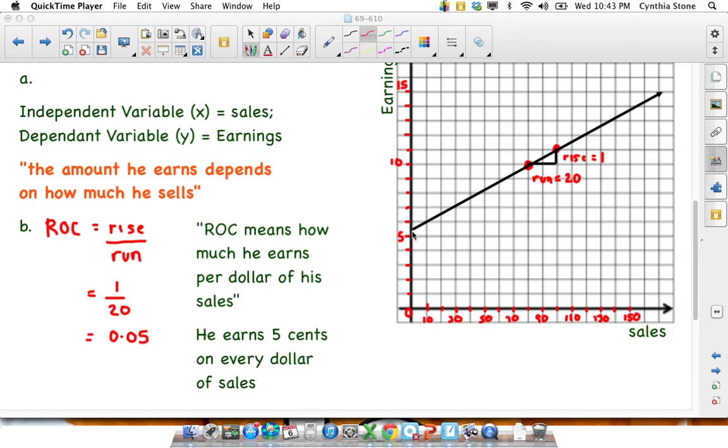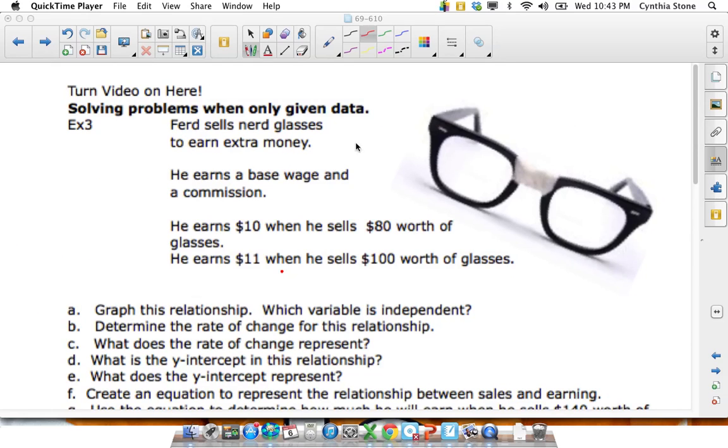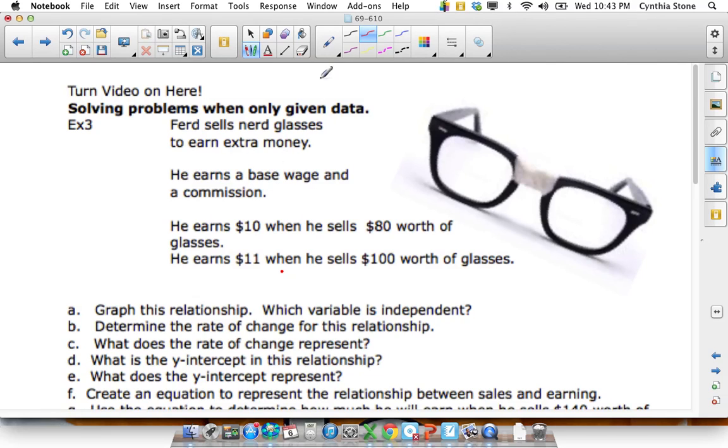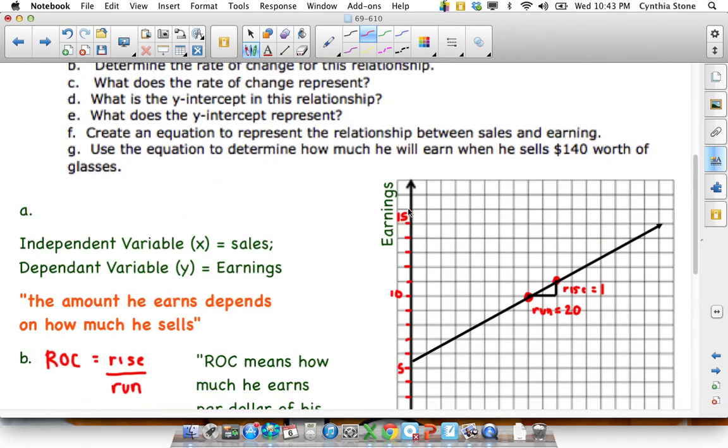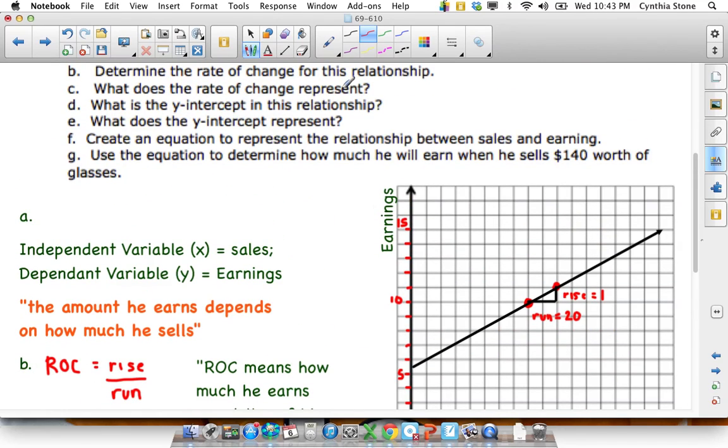Well, not exactly, because he gets his fixed rate. So this line, see how it continues back? It doesn't go through 0, 0. That makes sense because it says that he makes a base wage. Because of his base wage, the base wage is represented by this. And we talked about what it represents.